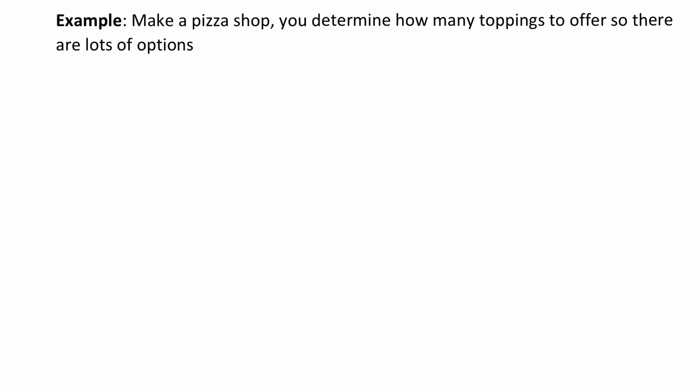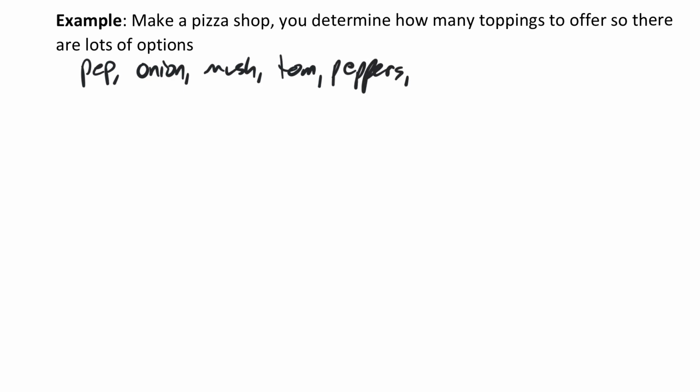Okay, let's go ahead and try an example ourselves. We're going to make a pizza shop, and we want to determine how many toppings to offer, so there's a lot of options. So let's just think of how many toppings we want. Well, we've got to maybe list them. Maybe we're going to have pepperoni, onion, mushroom, maybe tomatoes, maybe peppers. Maybe we're going to have some chicken, maybe bacon, maybe a few others that I can't think of right now. Oh, maybe some pineapple. So let's say we can come up with maybe 12 toppings.